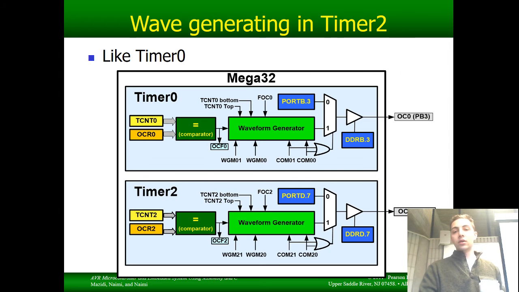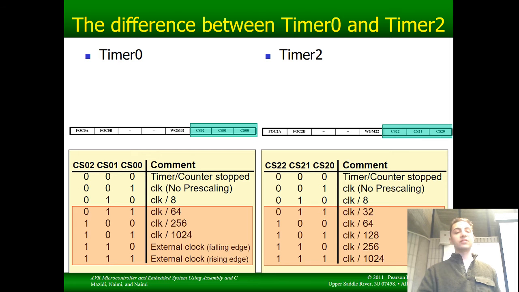Okay. So the only difference with timer 2 is just like timer 0, except the clock source bits. We've seen that before. This additional 128 and 32 clock divider allow us to get closer to our desired frequency. Because remember, there will be some error because you can only put integers into your output compare value. So if you have a floating point calculation in there, you're going to have some rounding error.